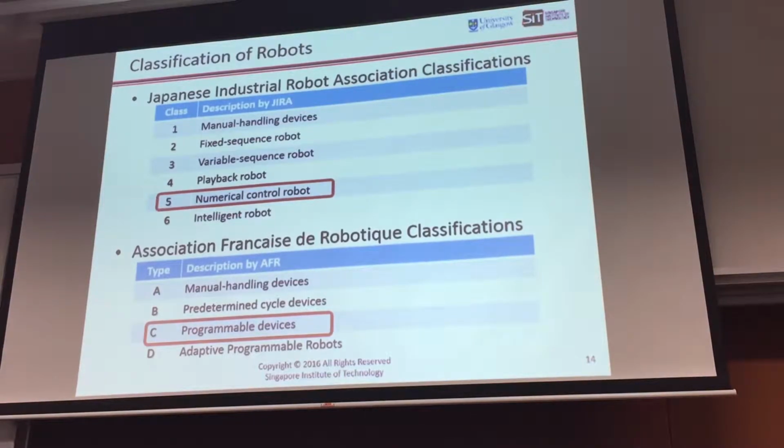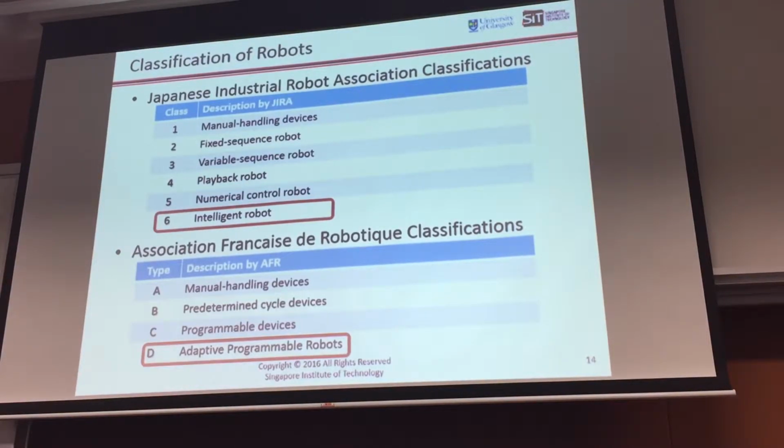Numerical control robots, basically, you can program a robot. Then if the process changes, you can make some changes on the fly, or before your process is implemented, you program it and let it run. But these are still not very intelligent robots. They still have very fundamental, basic decision-making capabilities. Then you have your intelligent robots, or adaptive programmable.